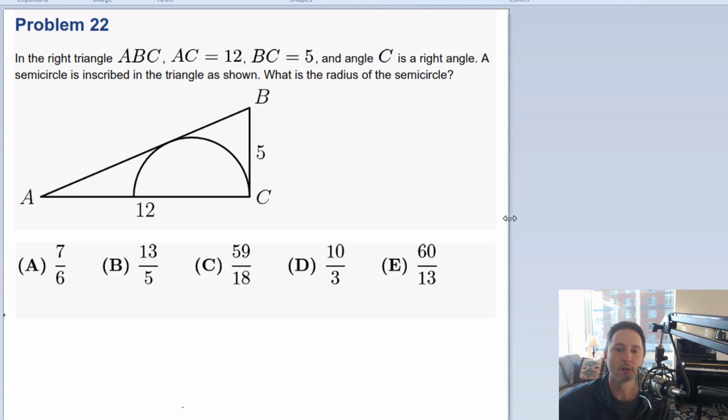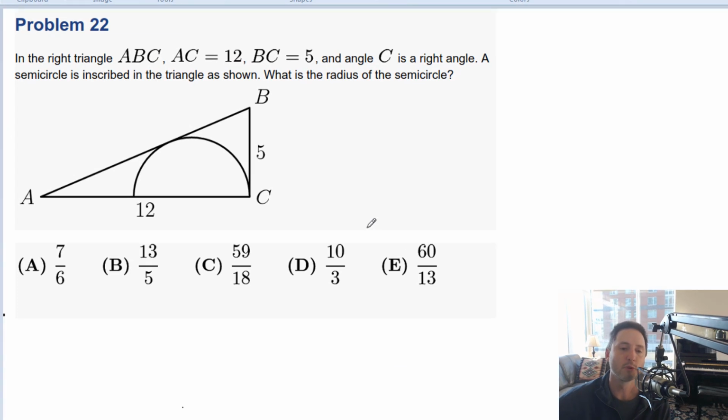Okay, let's see. Problem 22. In the right triangle ABC, AC equals 12, BC equals 5. Angle C is the right angle. Right away we know we've got a 5, 12, 13 triangle. Let me write that in. Again, we see this over and over again.